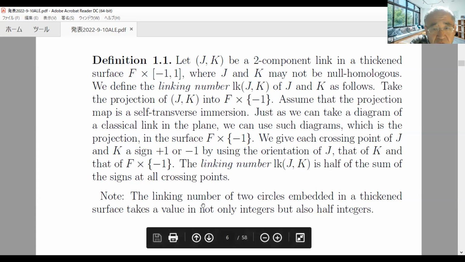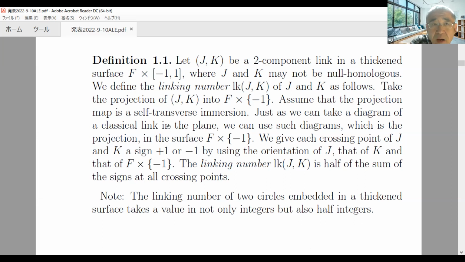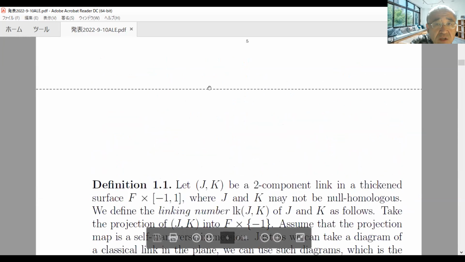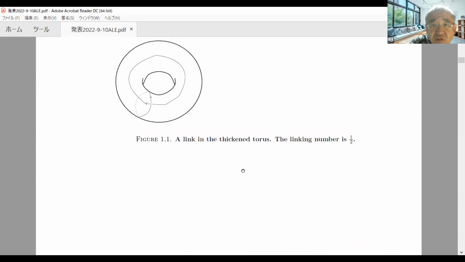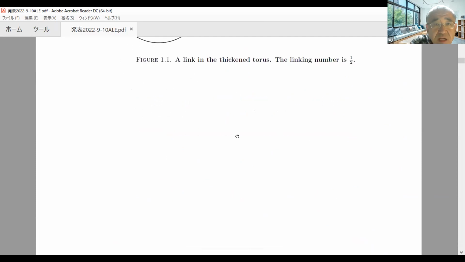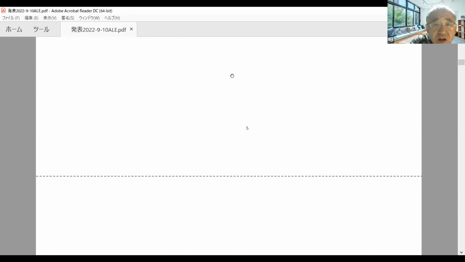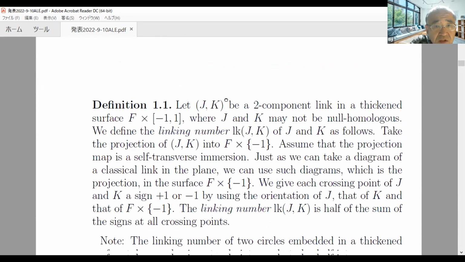Note that the linking number of two circles embedded in the thickened surface takes a value in not only integers, but also half integers. And further, if F is the two-sphere, this is the linking number of classical links. This is an example. I put the PDF file in the chat line. Look at it.